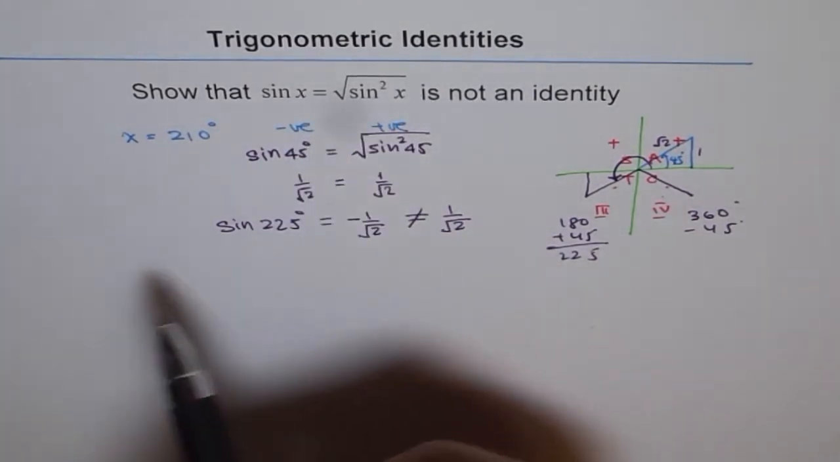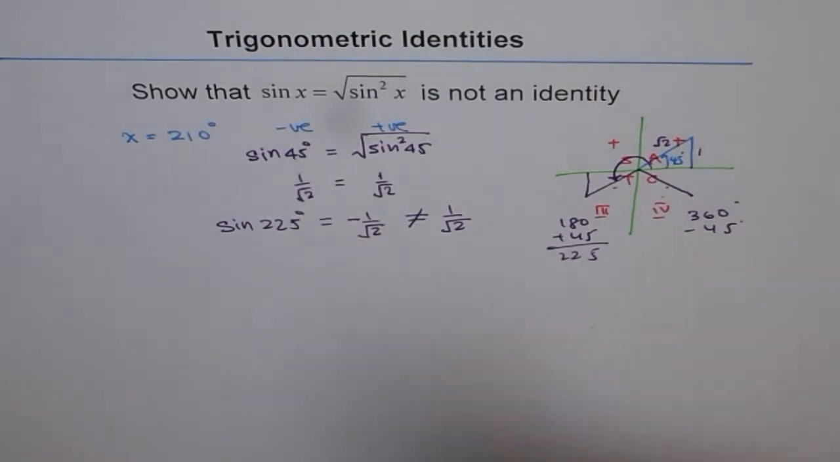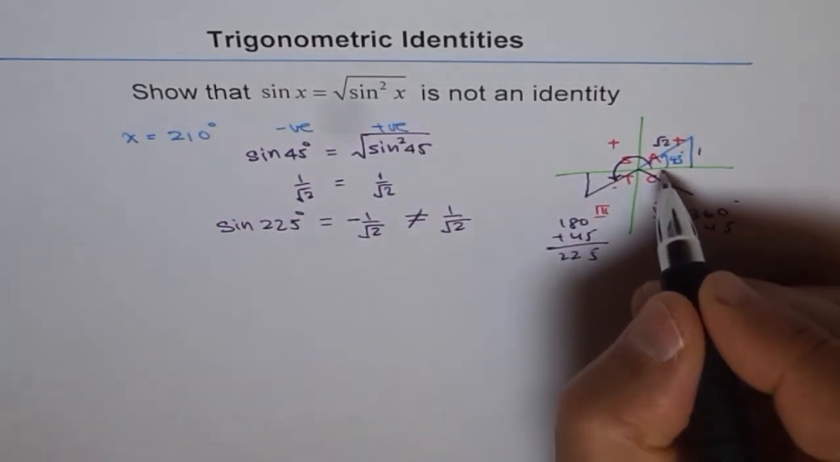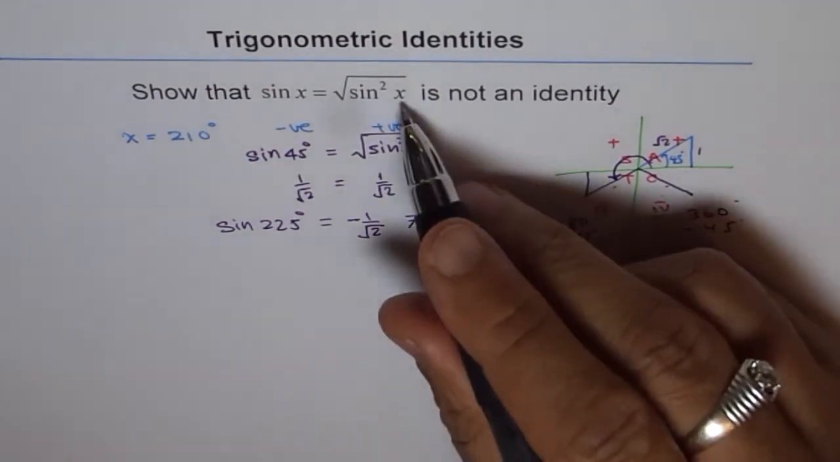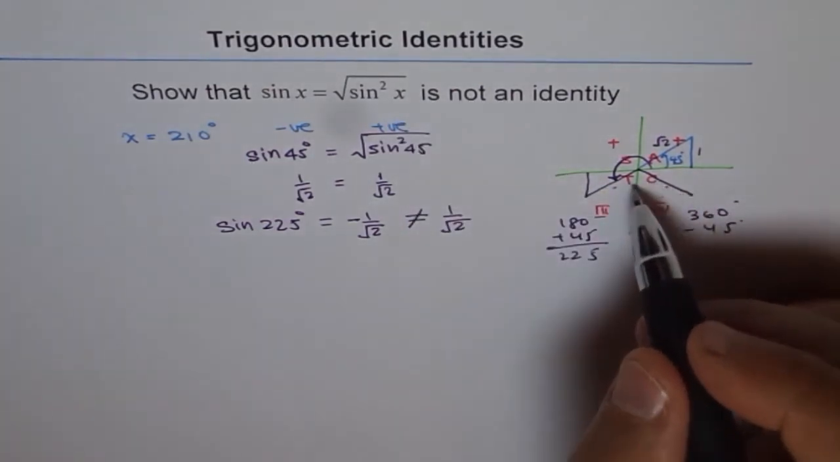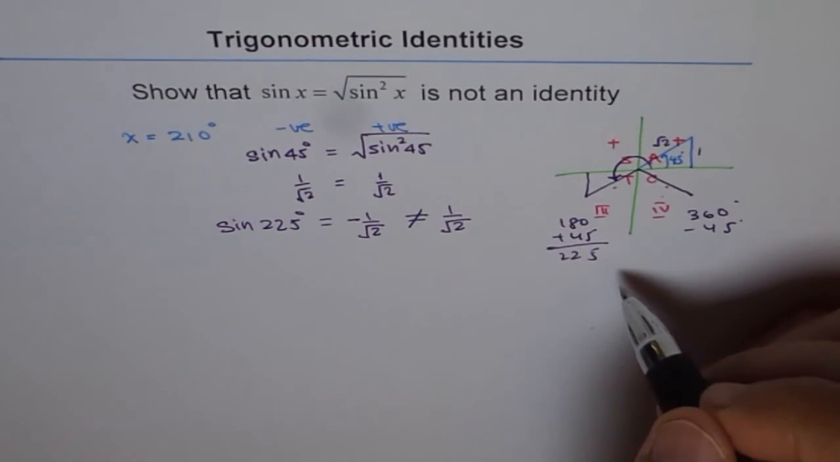It is not true for all values of x. It is true for values of x from 0 to 180, but not for values of x from 180 to 360. Okay?